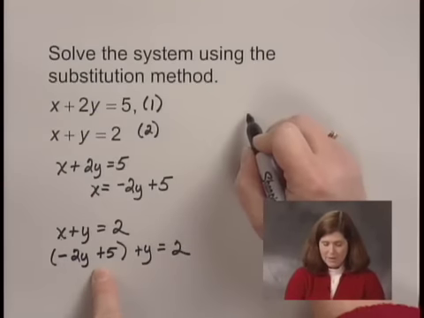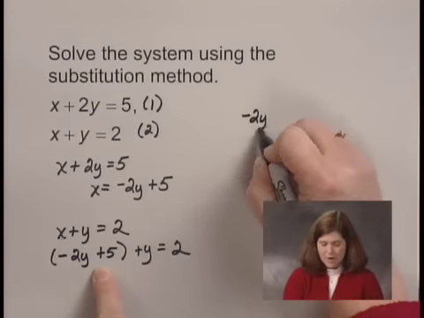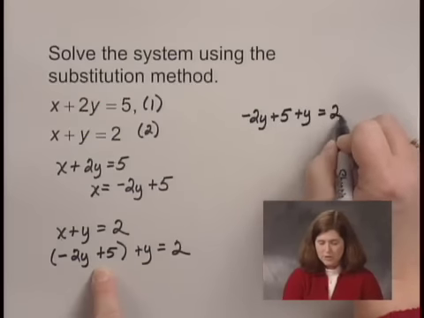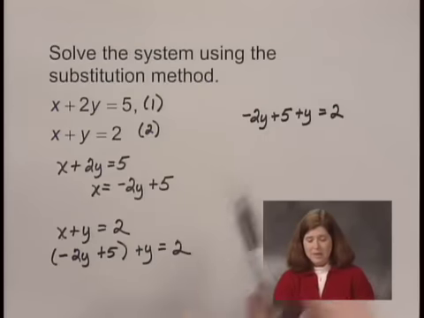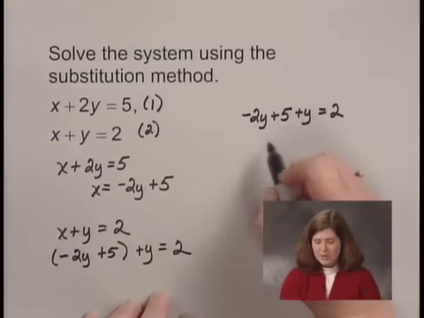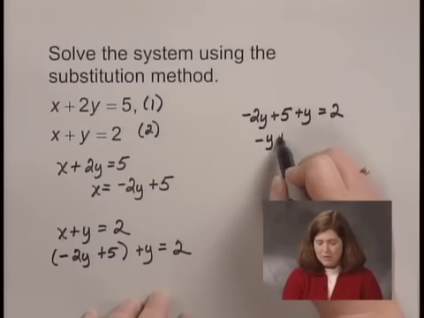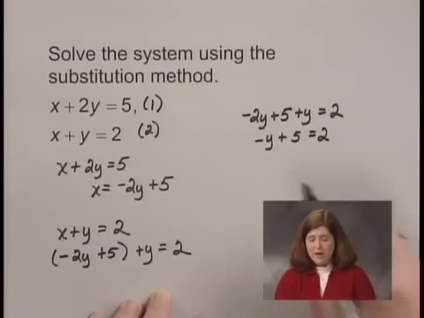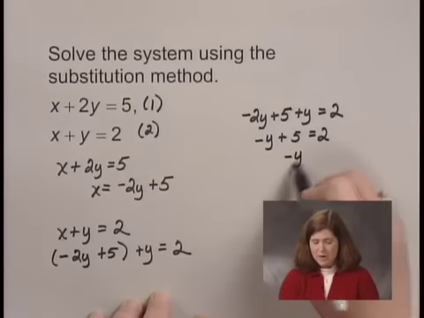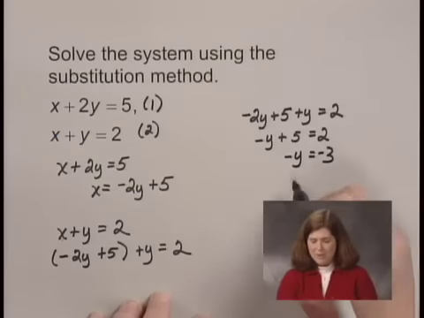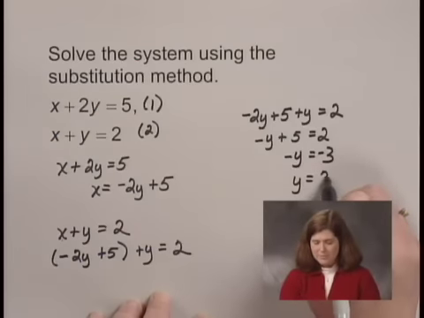I have the opposite of 2y plus 5 plus y equals 2. I can remove the parentheses because there's nothing in front of them. Combining like terms, I have the opposite of y plus 5 equals 2. Subtracting 5 from both sides, I have the opposite of y equals negative 3. And multiplying both sides by negative 1, I have y equals 3.